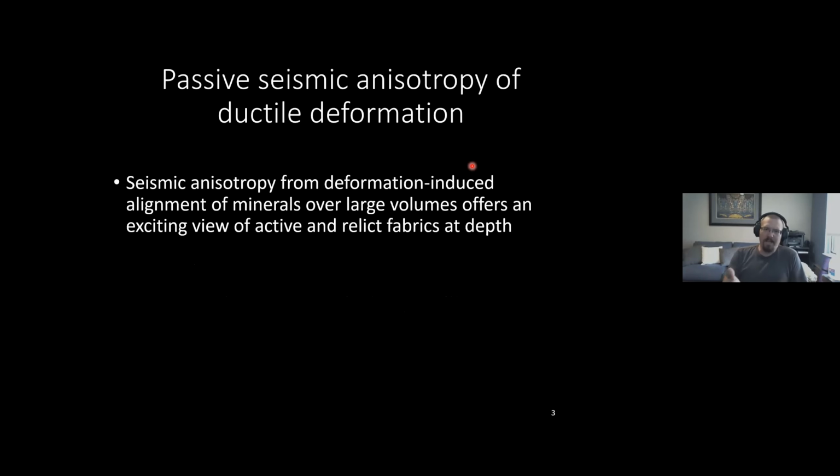So seismic anisotropy is a really, really cool property because it allows you to basically image active and relic ductile structures deep, deep in the earth. And I'll give you some examples of this.